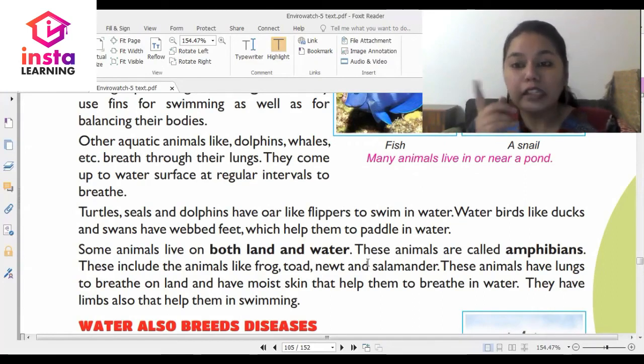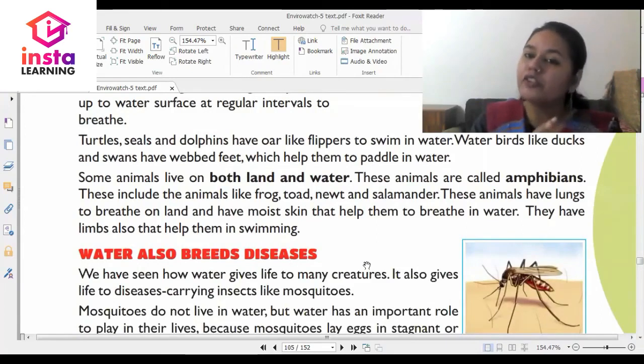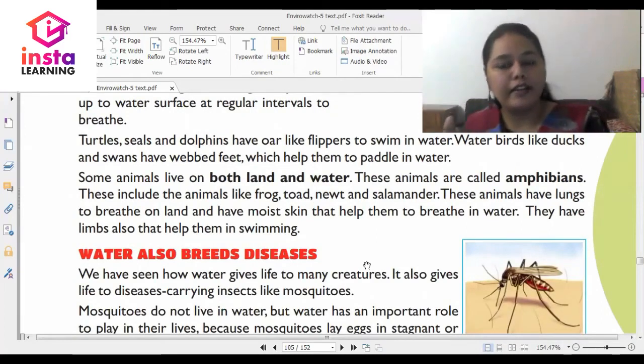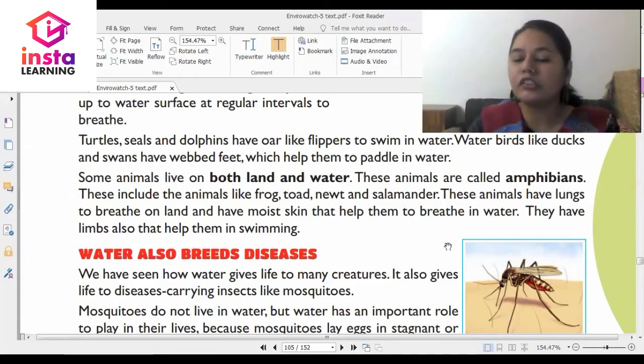If you can immediately recall what kind of feet a duck has, those are called webbed feet. And then there are some animals which live in water as well as on land, and these are called amphibians. Example, a crocodile. All right, then you have the frog also. These animals have lungs to breathe on land and have moist skin that helps them breathe in water. They have limbs also that help them in swimming.